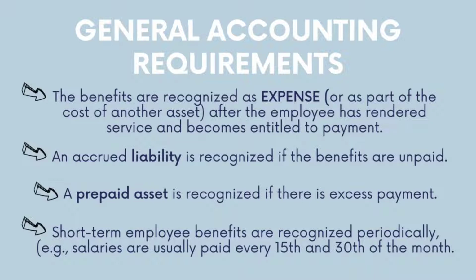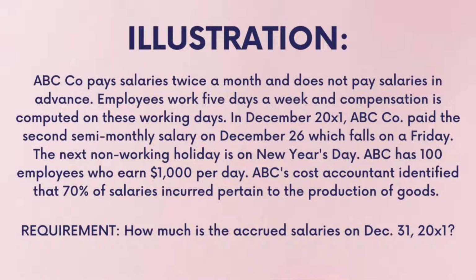Short-term employee benefits are recognized periodically. Example, salaries are usually paid every 15th and 30th of the month. Illustration: ABC Company pays salaries twice a month and does not pay salaries in advance. Employees work 5 days a week and compensation is computed on these working days.